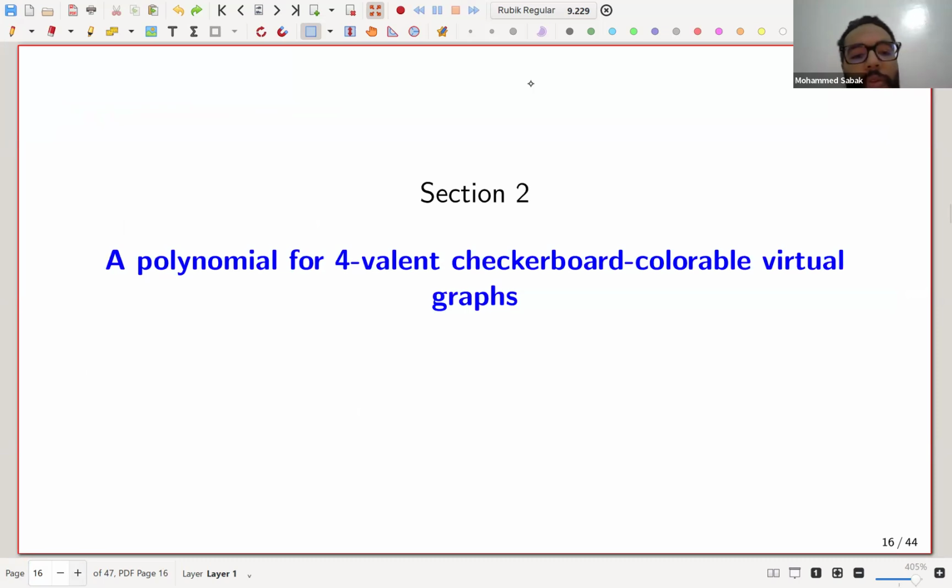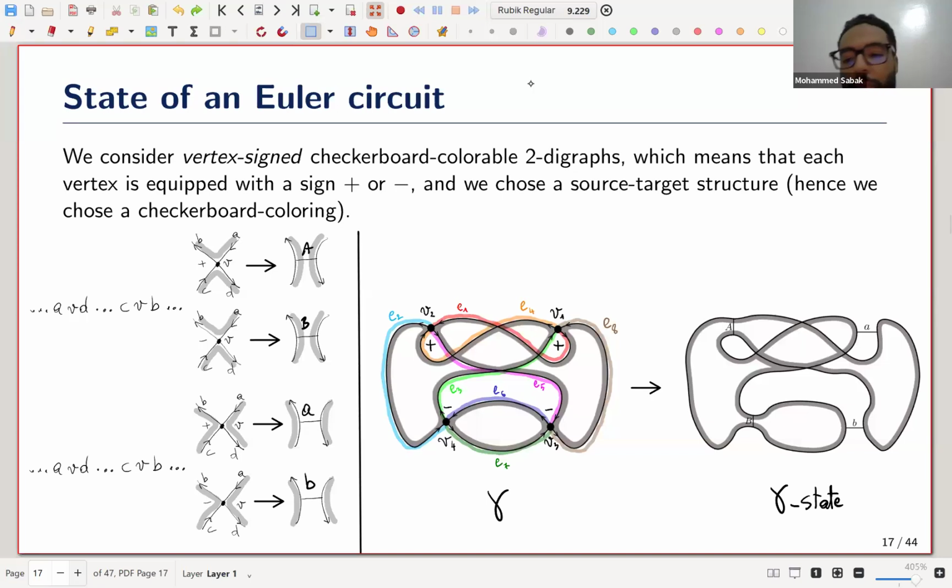Okay, so now we will introduce the polynomial. So first of all, we are going to introduce this concept of merging. And before this, we are going to consider vertex-signed checkerboard-colorable 2-in 2-out digraphs, which means that we are going to add some signs to the vertices. So each vertex will carry a sign plus or minus.